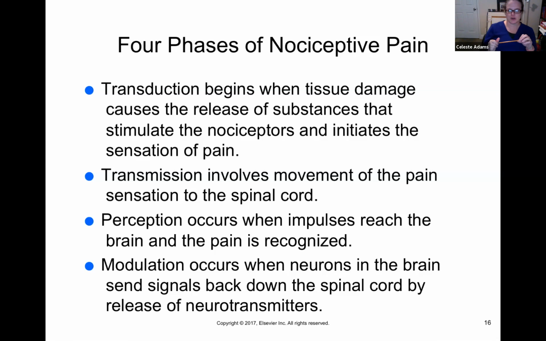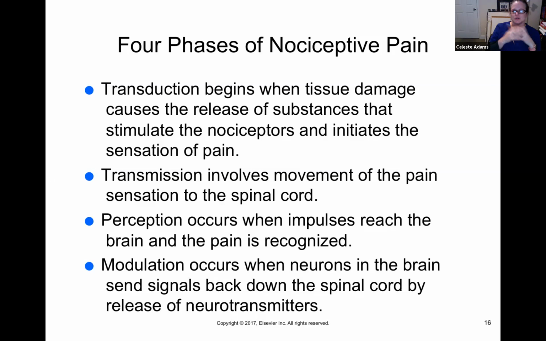Modulation occurs when the neurons in the brain send signals back down the spinal cord by the release of neurotransmitters. So the brain comes on and says, I'm telling the patient this hurts. Then modulation kicks in because those neurons in the brain send the signals back down to the spinal cord by the release of neurotransmitters, and it's going to affect that particular tissue or organ that's being damaged.